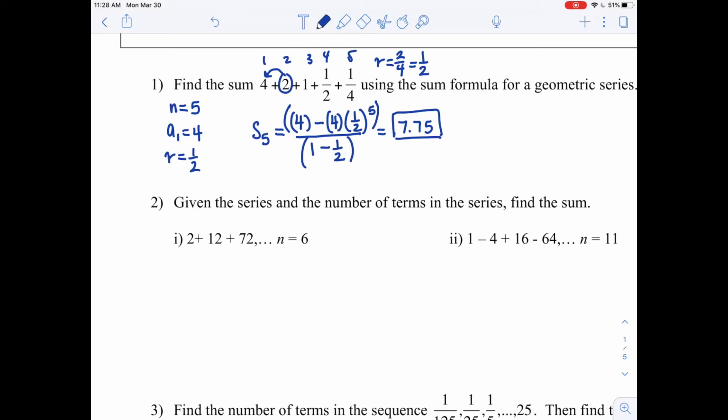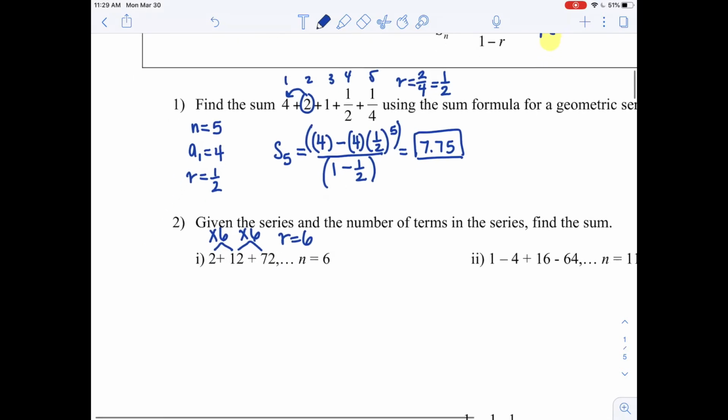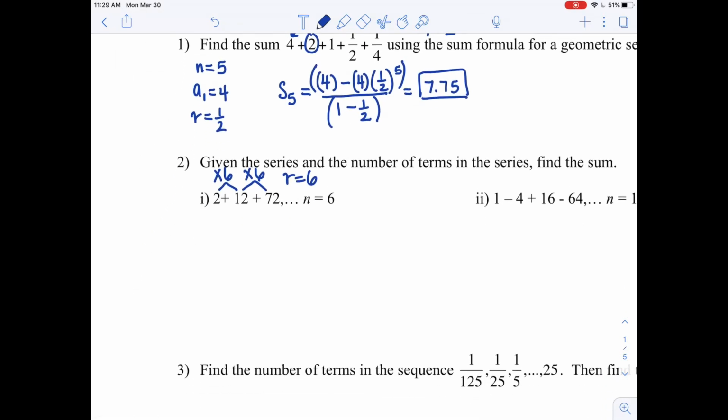Okay, so if you take a look at the next problem, it says given the series and the number of terms, find the sum. So first of all, how do you know this is a geometric series? Well, as I go from 2 to 12, I'm multiplying by 6, and from 12 to 72, I'm multiplying by 6. The fact that we're constantly multiplying by 6 gives us a common ratio of 6, and that tells us it's geometric. That's how we know we're not going to do that pairs formula. We're going to use the formula that I have right up here in this box for a geometric series.